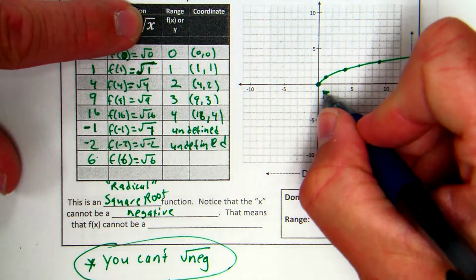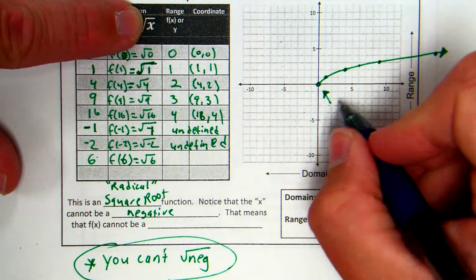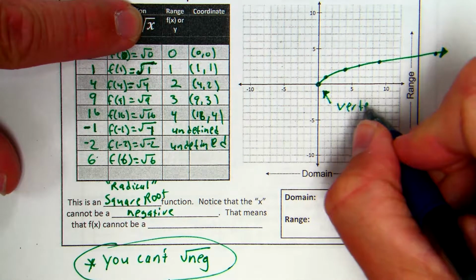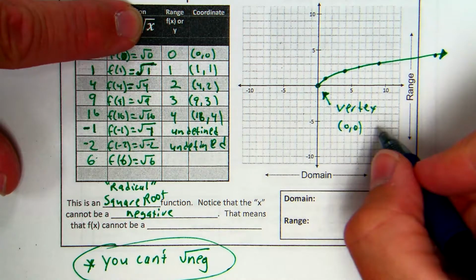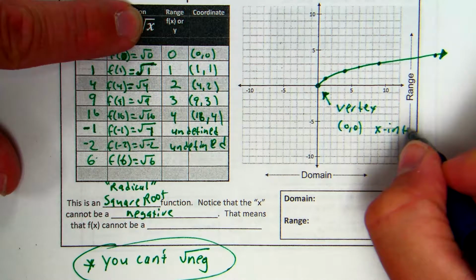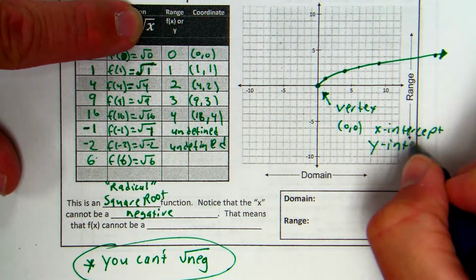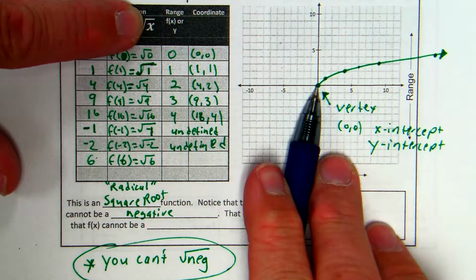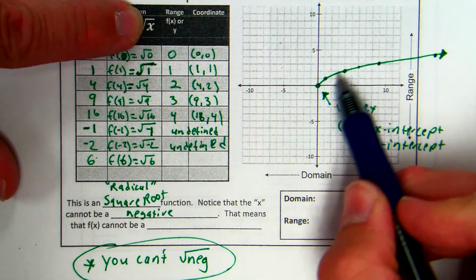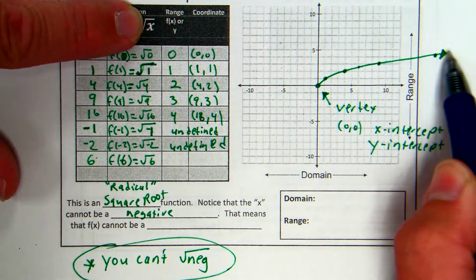Notice that my graph starts here and nothing can be graphed before it. This is a vertex at the point 0, 0. In this particular graph, 0, 0 is also the x-intercept because it's where we cross the x-axis. It's also the y-intercept because it's where we cross the y-axis. Notice that my graph comes up forever. It also goes to the right forever.